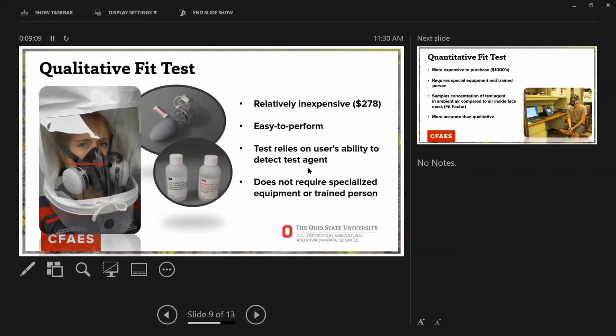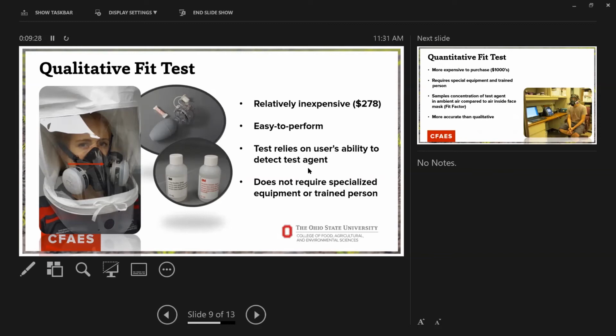So for the fit test, there are 2 different types of fit tests. There's the qualitative fit test and the quantitative fit test. I have an example of the qualitative fit test here, which you're welcome to take a peek at over the lunch break if you'd like. The qualitative is going to be relatively inexpensive when compared to the quantitative fit test.